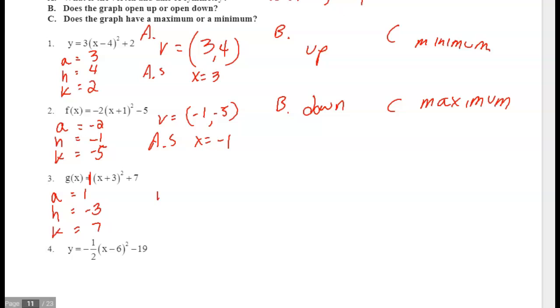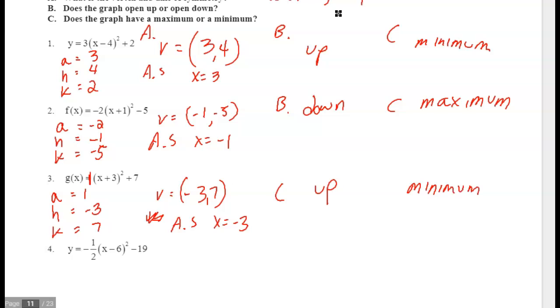And the vertex is -3, 7. And our axis of symmetry is just x equals -3. It does open up again because it's positive, which means that we're going to have a minimum point, and the minimum point is at that vertex, so the minimum's at -3, 7.